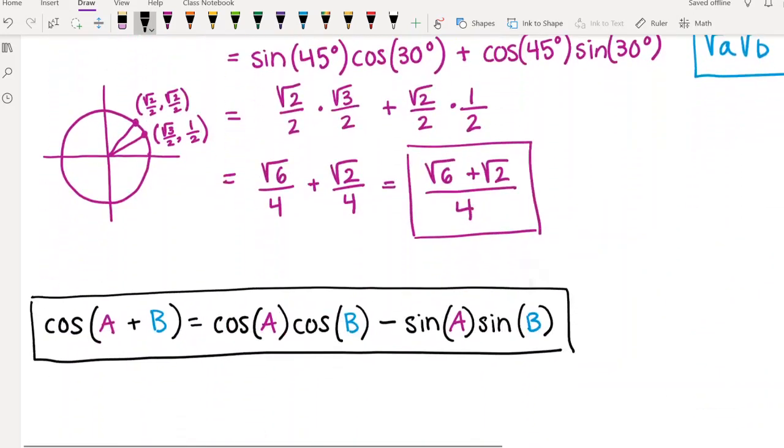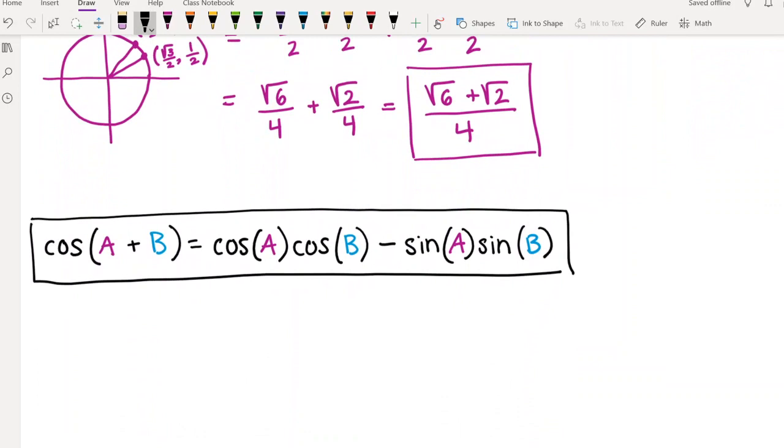Whereas for this one, you do have to make sure that you do the cosine part first, because when you're subtracting two numbers, the order does matter. So 3 minus 2 is different from 2 minus 3. So just be sure that with the cosine formula, you know that the cosines are the part that comes first.